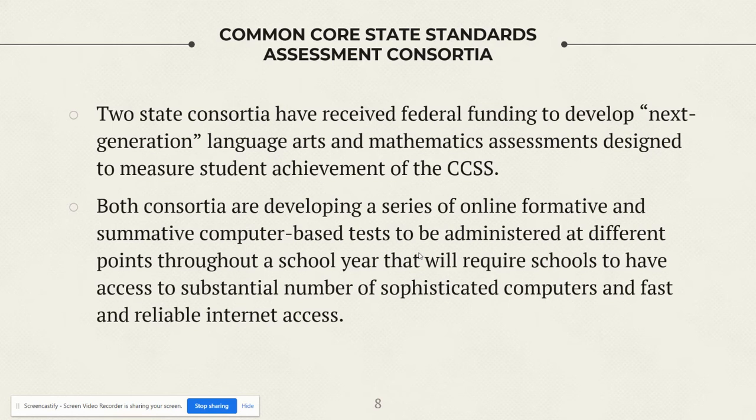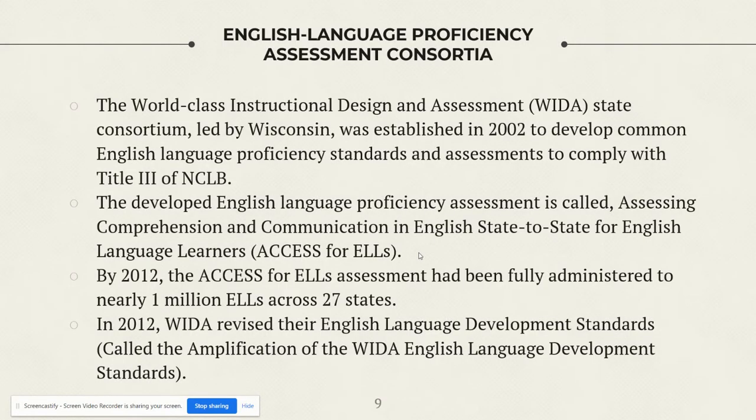Two state consortia have received federal funding to develop next-generation language arts and mathematics assessments designed to measure student achievement. So now that we have these standards in place, we see that assessments are being designed from the state to measure student achievement. And both consortia are developing a series of online formative and summative computer-based tests to be administered at different points throughout a school year that will require schools to have access to a substantial number of sophisticated computers and fast and reliable internet access. We know how important technology is and how large of a role it can play.